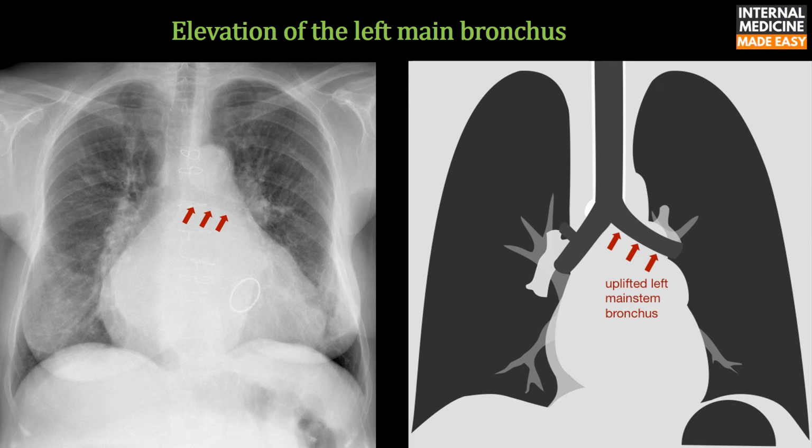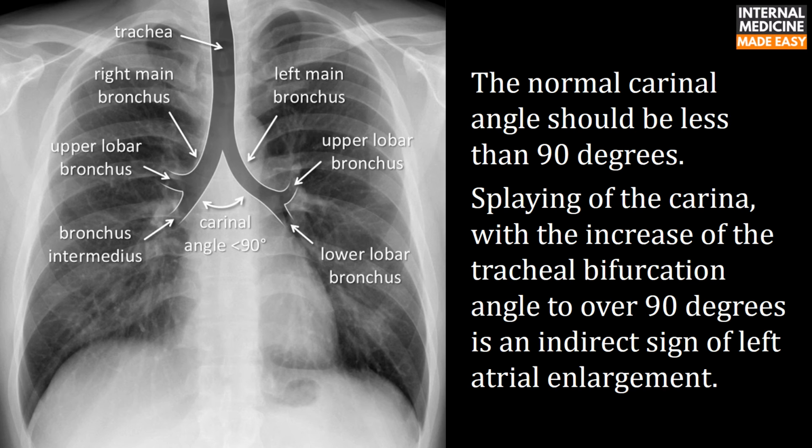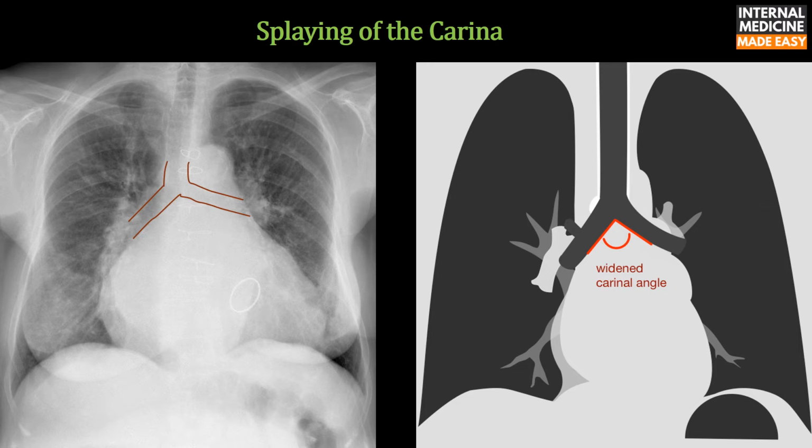In these images, elevation of the left main bronchus is shown. The normal carinal angle should be less than 90 degrees. Splaying of the carina with the increase of the tracheal bifurcation angle to over 90 degrees is an indirect sign of left atrial enlargement. In these images, splaying of the carina is shown.